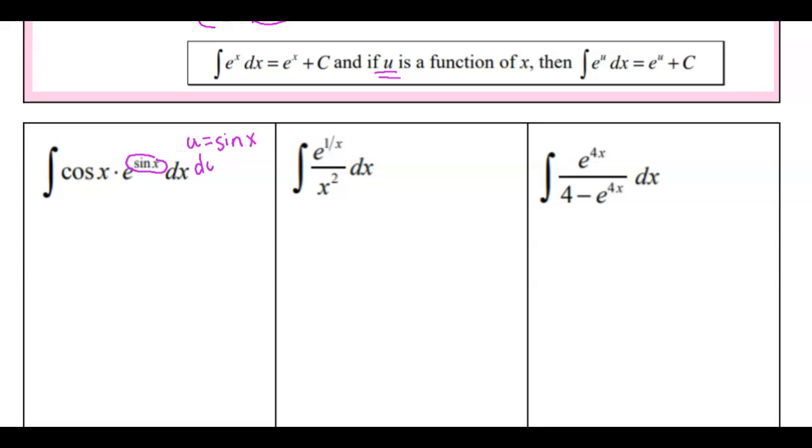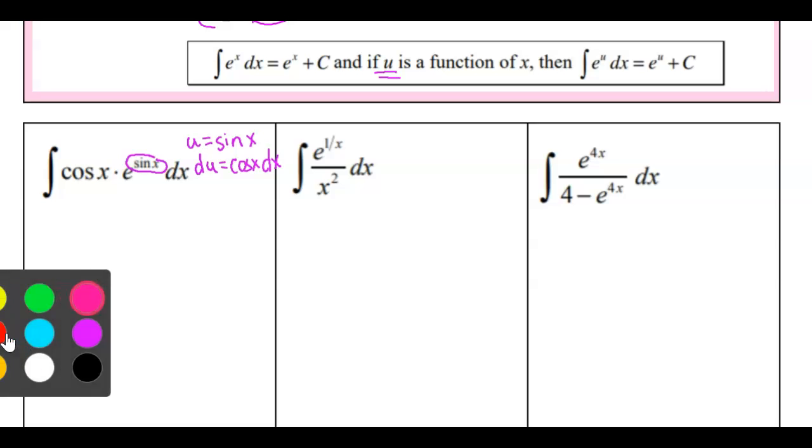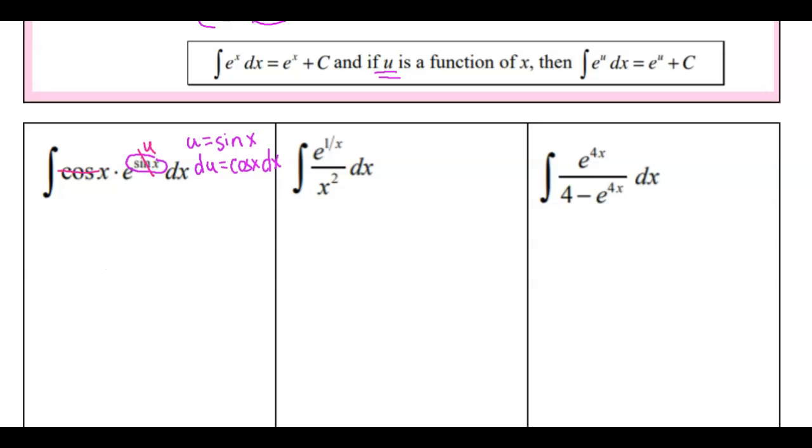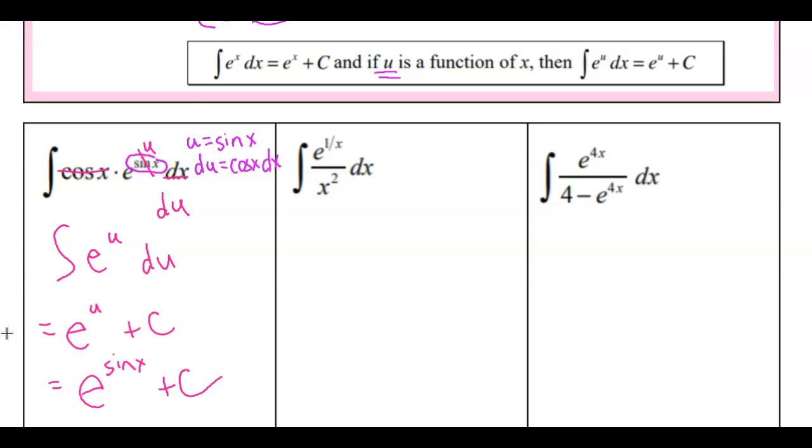Not always, but so the derivative of sine is cosine. Remember, we're not allowed to divide, but we don't want to. So this is u, and then this is just du. I don't even have any signs to worry about. So we get e to the u du, which is e to the u plus c. So e to the sine plus a constant. All right. Try another one.